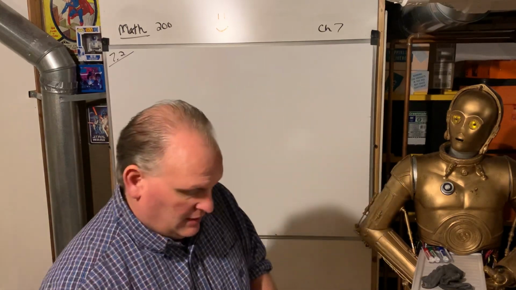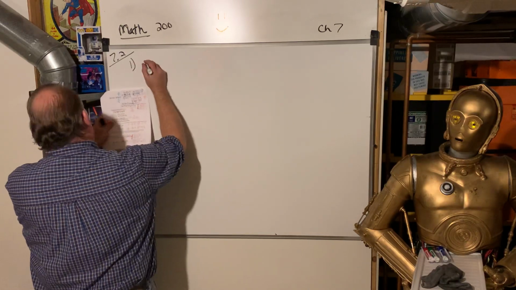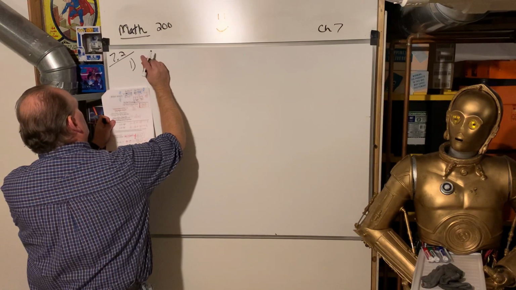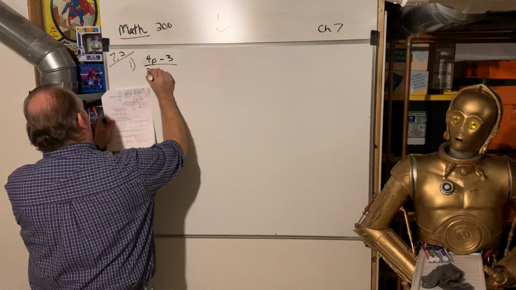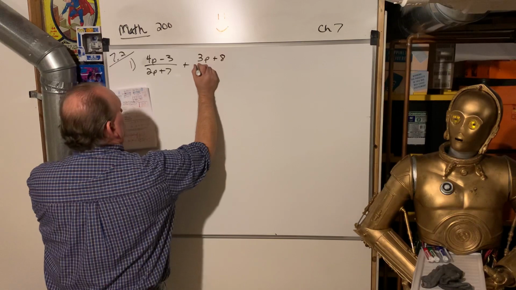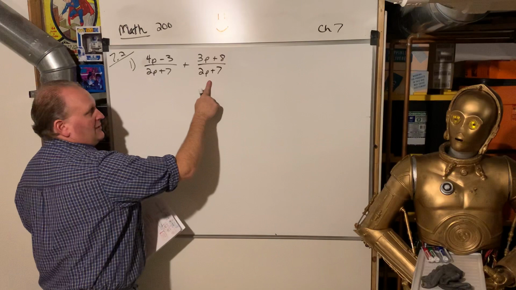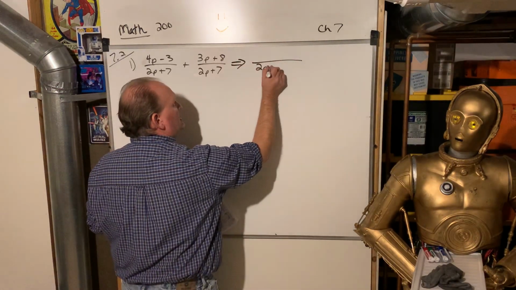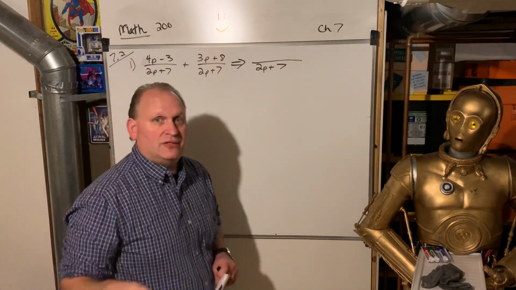So what we're doing here is we're adding up fractions where there is a common denominator already. So 4p minus 3 over 2p plus 7 plus 3p plus 8 over 2p plus 7. Since the denominator is already common, what we can do is write it as 2p plus 7. That's an arrow, not an equal sign, because it's an expression.